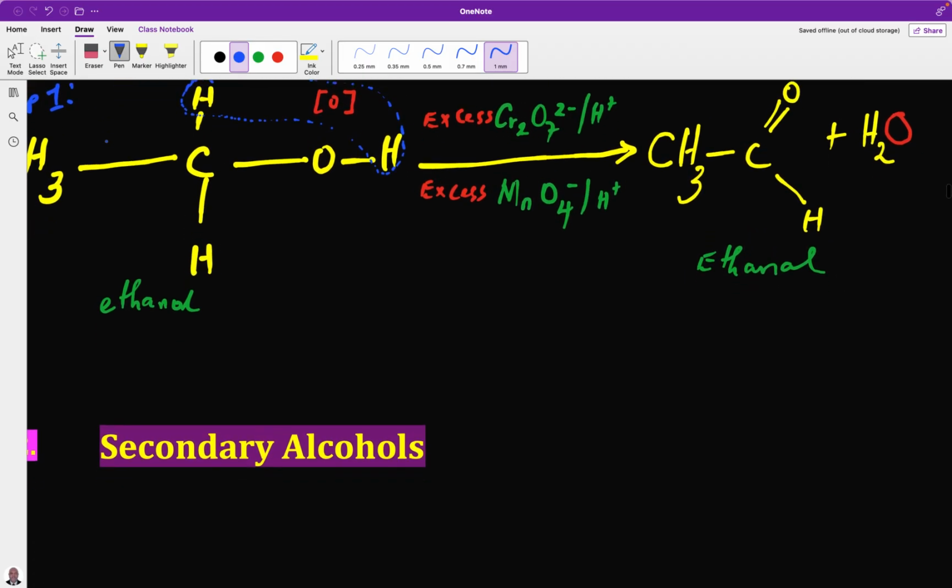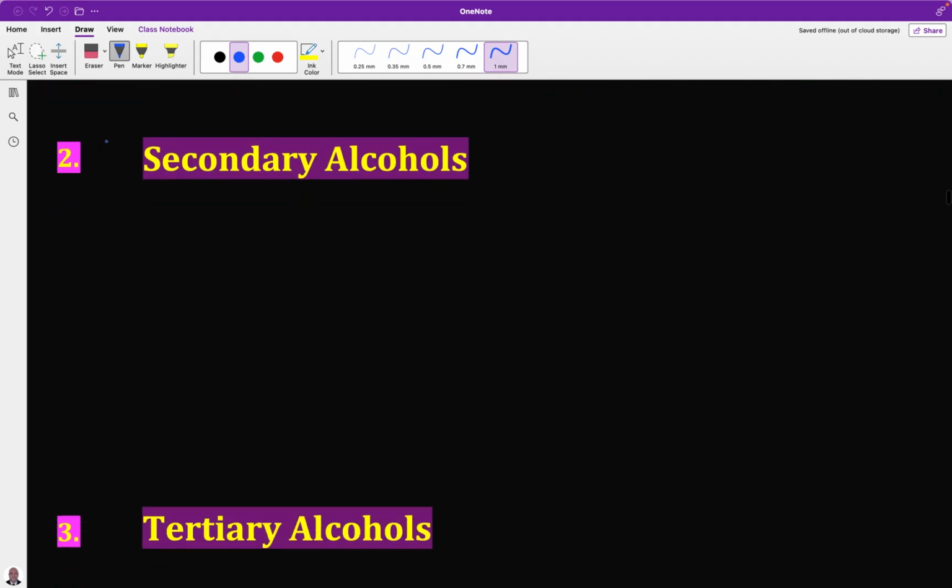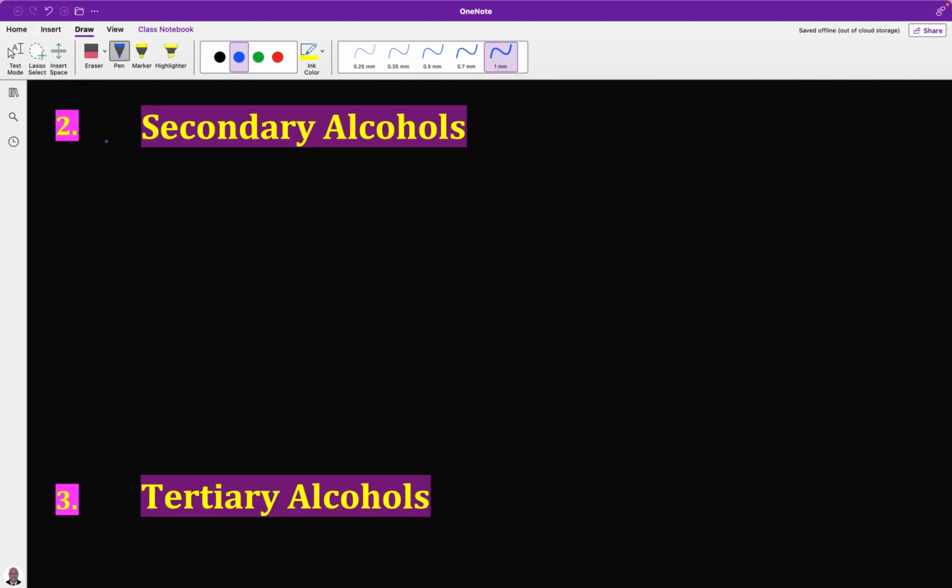Now, oxidation of secondary alcohols. For secondary alcohol, you should know that we will use the same reagent. Here we will be using propan-2-ol as an example.